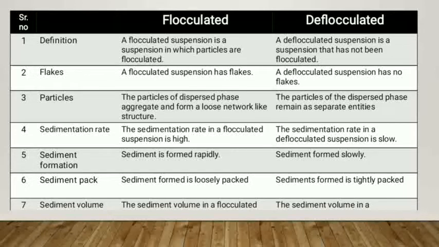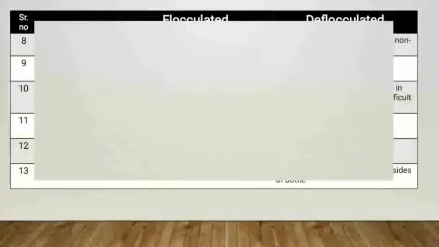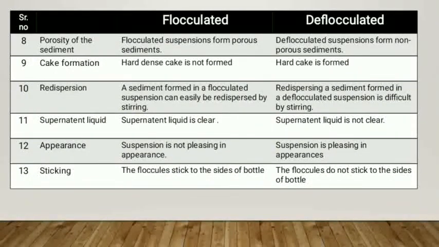Sediment volume in flocculated suspension is high, whereas the sediment volume in deflocculated suspension is less. Okay, then moving to some more points of differentiation. So the next is porosity of the sediment. Flocculated suspension forms porous sediments, whereas deflocculated suspension forms non-porous sediments.